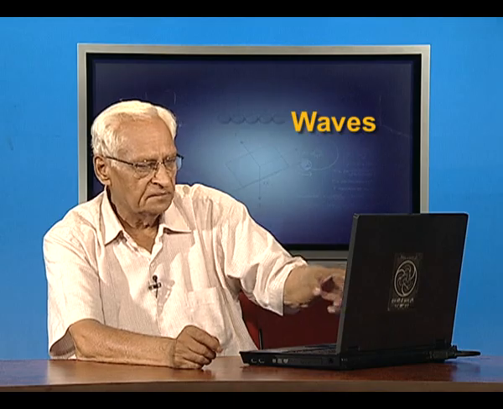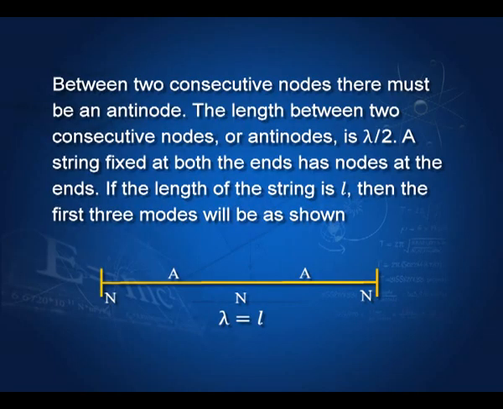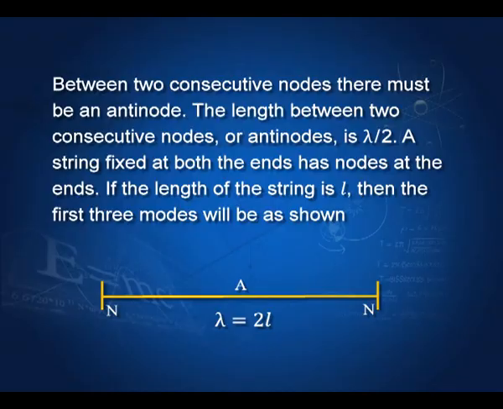And then there can be another mode. Between two nodes, there is an antinode here, and between these two nodes, there is an antinode here, and then the vibration takes place like this. Again, since now we have this node, this node, this node, the distance between this node and this node is one full wavelength. Therefore, lambda is equal to the length of the string.